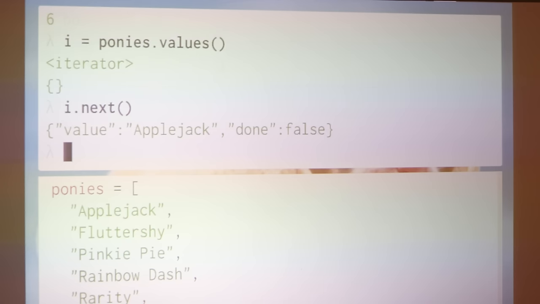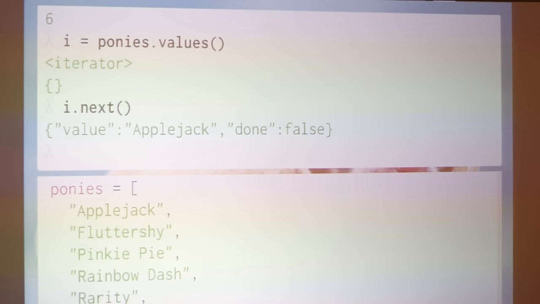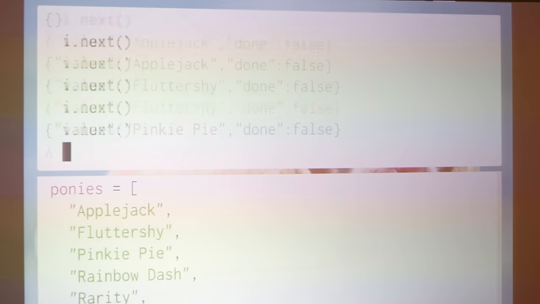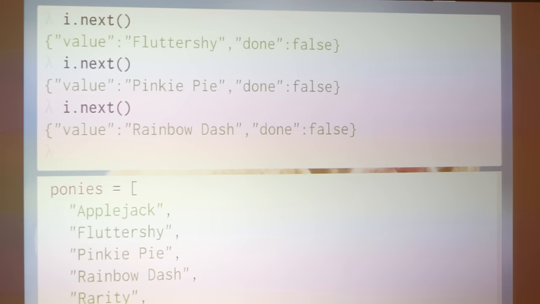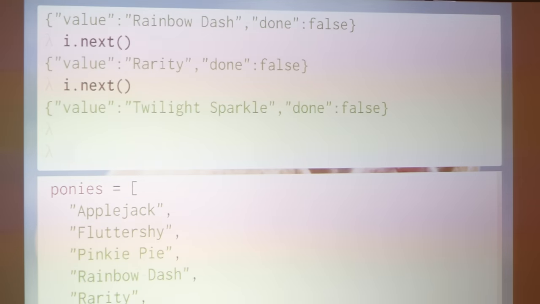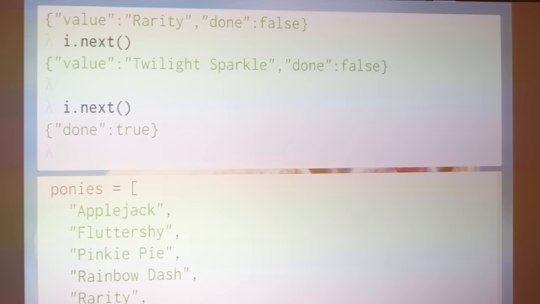And this gives us an iterator object, which has one method called next. So we can call next on our new iterator. It gives us an object, and the object contains two properties, value and done. The value is the next value, or in this case, the first value out of the array. And done is a flag saying whether we are done iterating or not. And it says false right now, so we're not done. We can walk through the entire thing. We've got Applejack already, we've got Fluttershy, Pinkie Pie, go Pinkie Pie, Rainbow Dash, Rarity, Twilight Sparkle, and done, with no value.